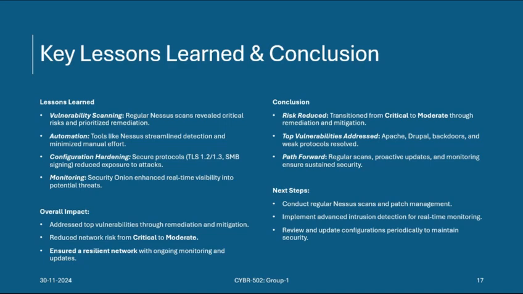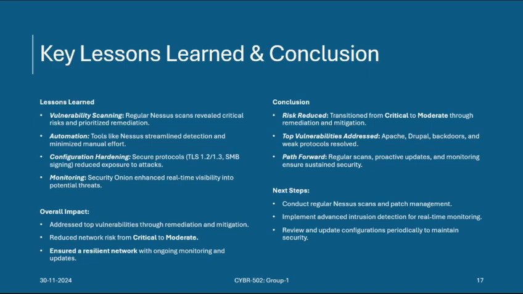Regular vulnerability scanning using tools like Nessus played a critical role in revealing critical risk and prioritizing remediation efforts. Automation played a significant role in streamlining detection and minimizing manual effort. Configuration hardening, such as implementing secure protocols like TLS 1.2, 1.3, and SMB signing, effectively reduced our exposure to attack. Additionally, the use of monitoring tools can enhance our real-time visibility into potential threats.